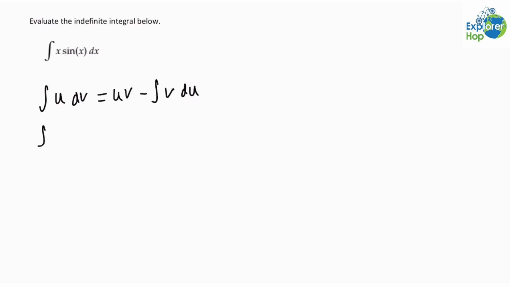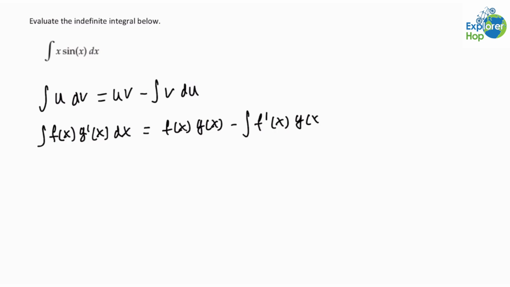The integral of f of x times g prime of x dx is equal to f of x times g of x minus the integral of f prime of x times g of x dx.